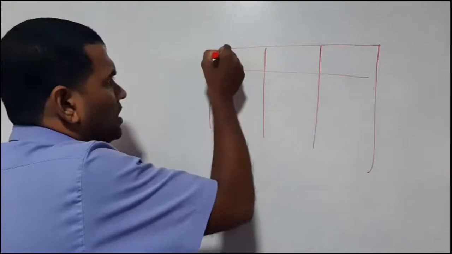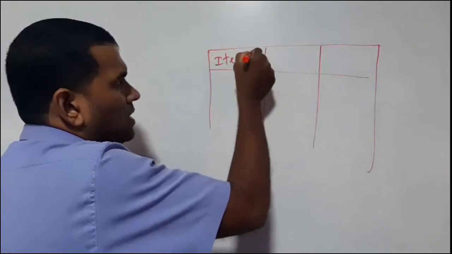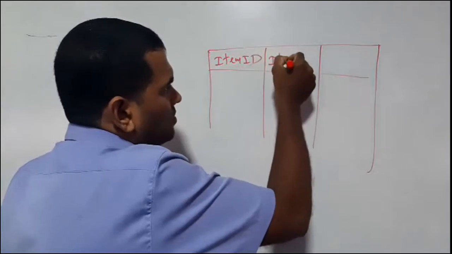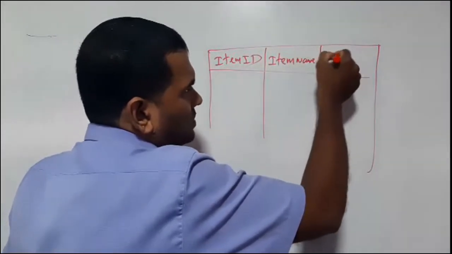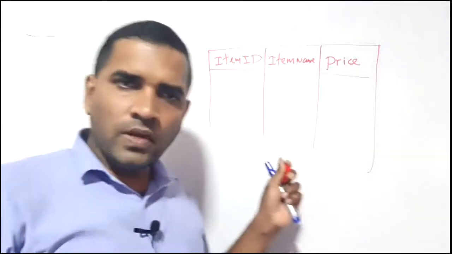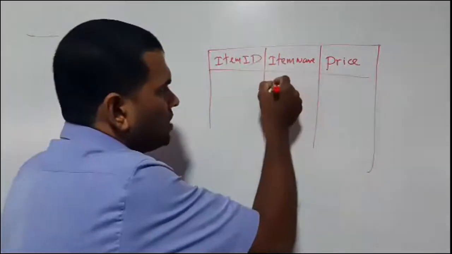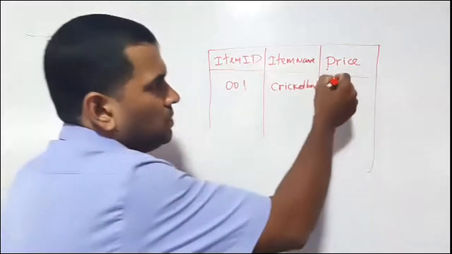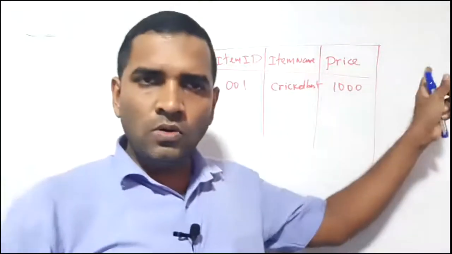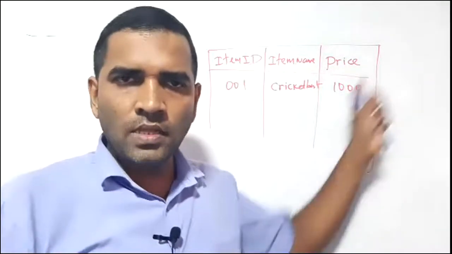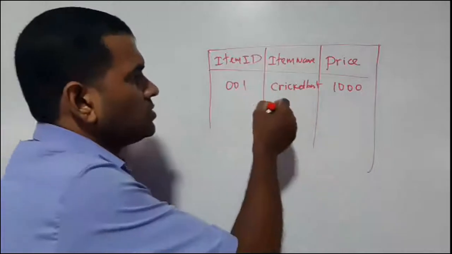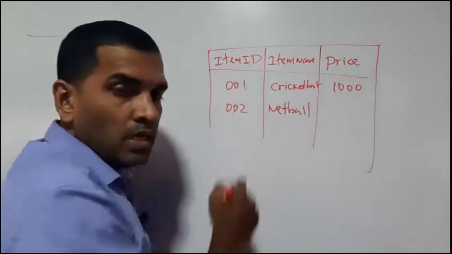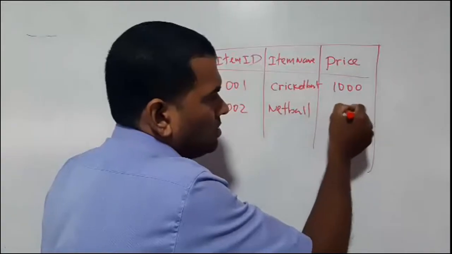It can be item ID or sport item ID. There may be a number for each sport item. So sport item ID, item name, and as you can see, price. For example, if it is a cricket bat, the name is cricket bat, the item ID may be a number, and there may be a price. You can even say the count or stock, the amount of bats, that is also possible. Another field. When it comes to netball, the item name is netball, maybe there should be another ID given for netball, and you have price, right?